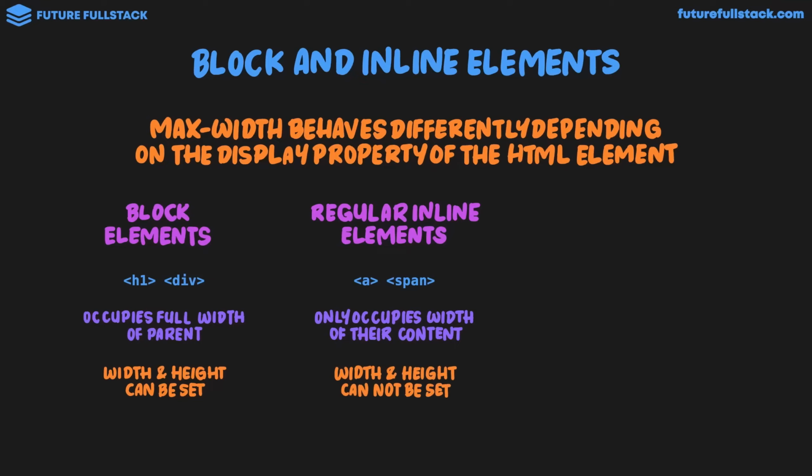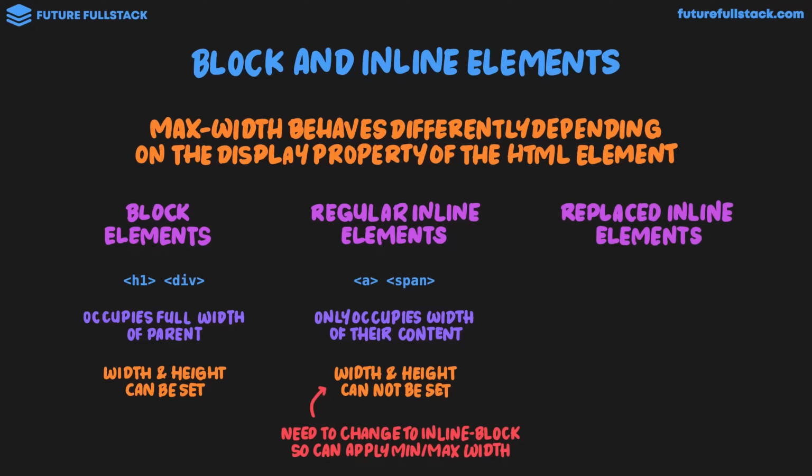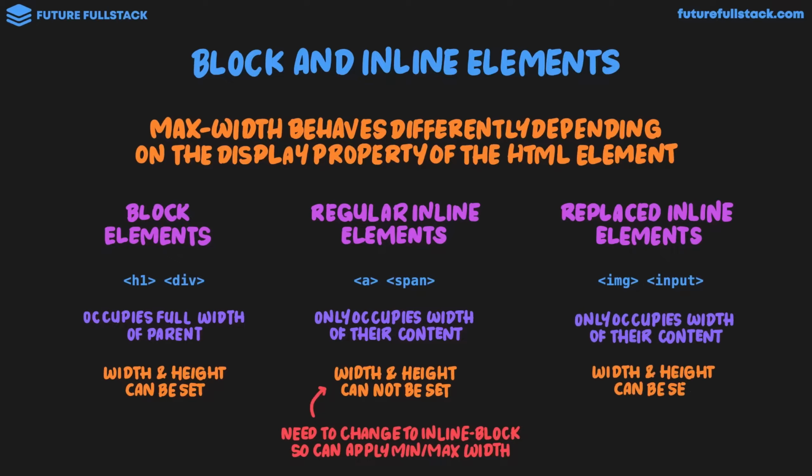In order to set width or height, we need to change to inline block so we can apply min and max width. Now we've also previously looked at replaced inline elements. Those are inline elements like image and input, which don't wrap any content, but are replaced by something else, like an input field. Like regular inline elements, they only occupy the width of their content. And for these, width and height can be set, so we don't need to change them to inline block.